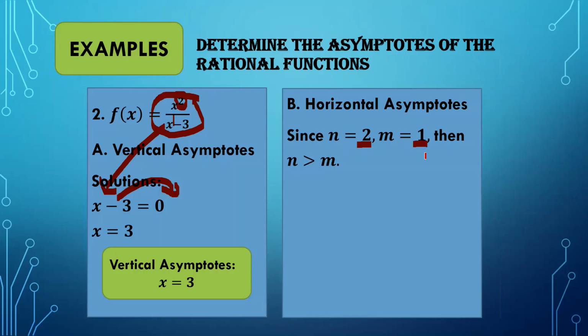So therefore, since n is equal to 2 and m is equal to 1, then n is greater than m. Obviously, 2 is greater than 1. So therefore, there is no horizontal asymptote, based on the given condition of the horizontal asymptotes.